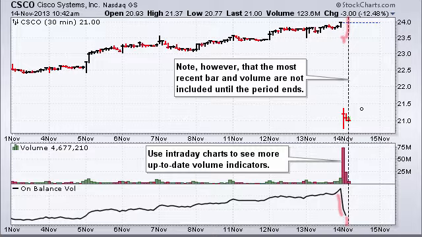And keep in mind, OBV is based on closing prices. So you really don't know where OBV is going to go until the close. And that's why we wait for the close.